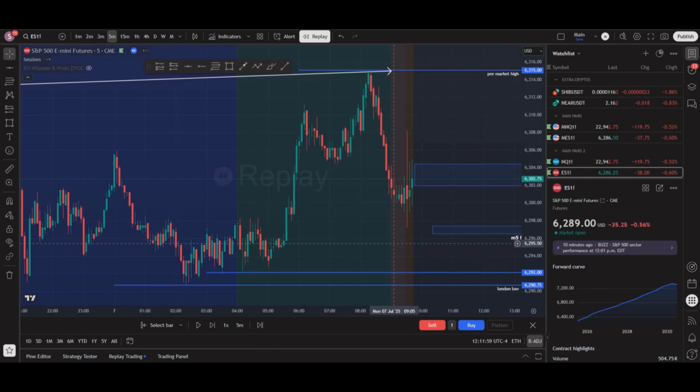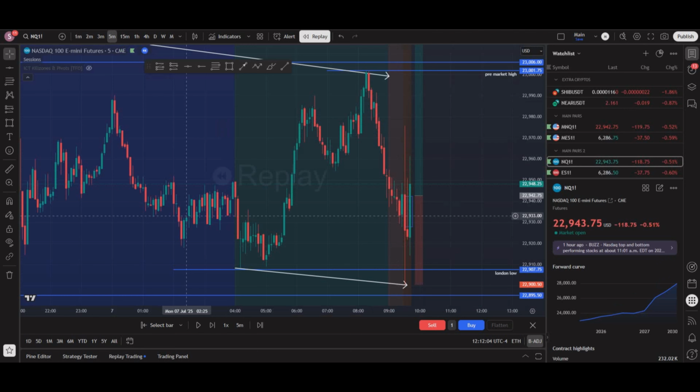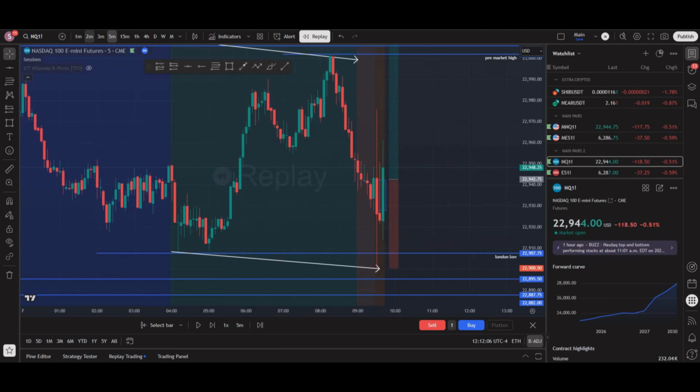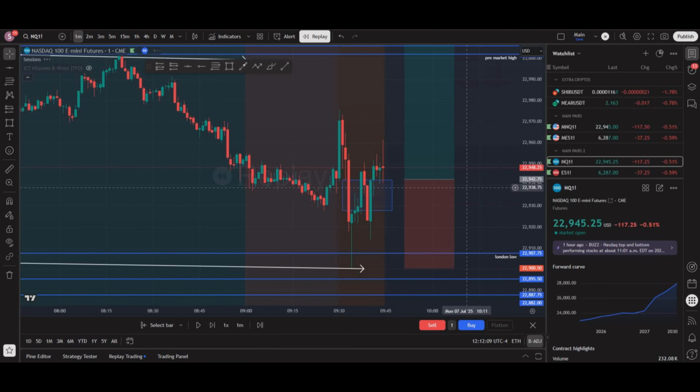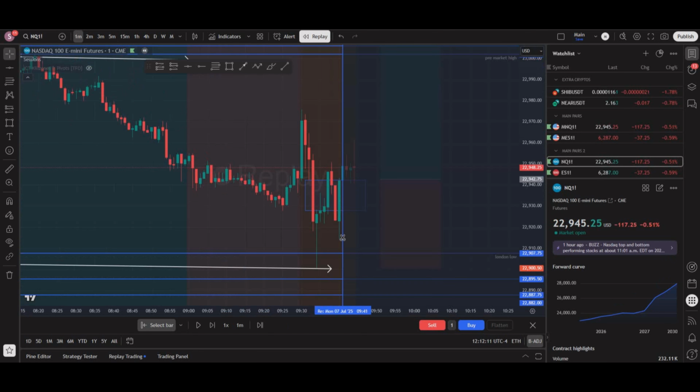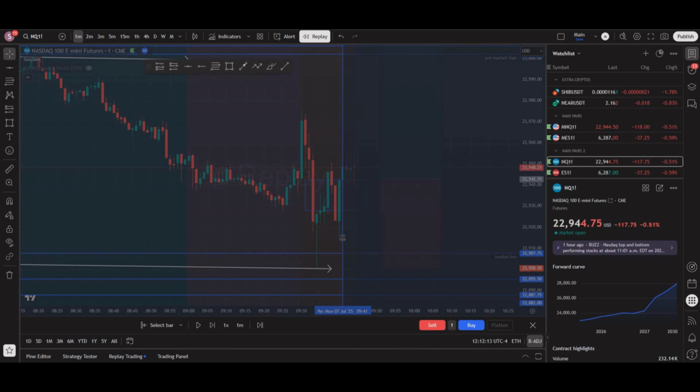Once again, we have this SMT. ES is trading higher. It's leading. NQ is our lagging index. It took out the London low. So from this point here, I'm looking to enter the trade. And this was my entry right here.